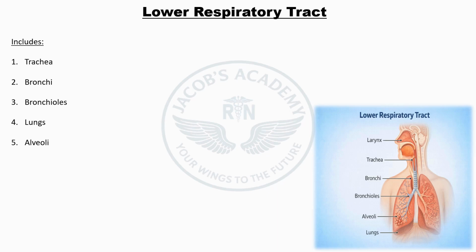Next are the bronchi. The trachea divides into 2 bronchi, one entering each lung. The bronchi further divide into smaller tubes called bronchioles. These bronchioles help distribute air throughout the lungs. The lungs are the main organs of respiration, and they are soft, spongy and elastic. Inside the lungs are tiny air sacs called alveoli. The alveoli are very important because exchange of oxygen and carbon dioxide takes place there.